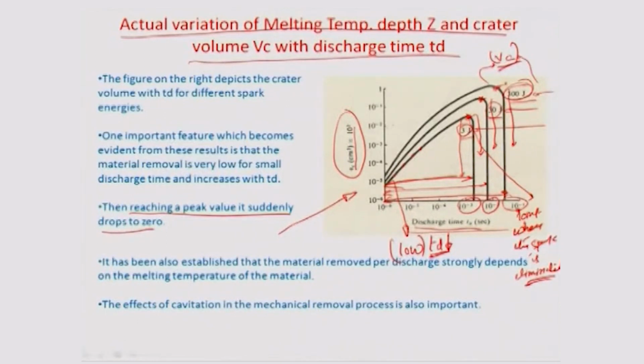It has also been established that the material removal per discharge strongly depends on the melting temperature of the material. So, if there were a high melting point material, this Vc value would automatically be lower and vice versa. And also one important factor is cavitation, which I will talk about in the next slide, but there are effects of cavitation in mechanical removal processes, and it is extremely important because cavitation is a principal mechanism of removal of material in EDM, as will be seen in the next slide.